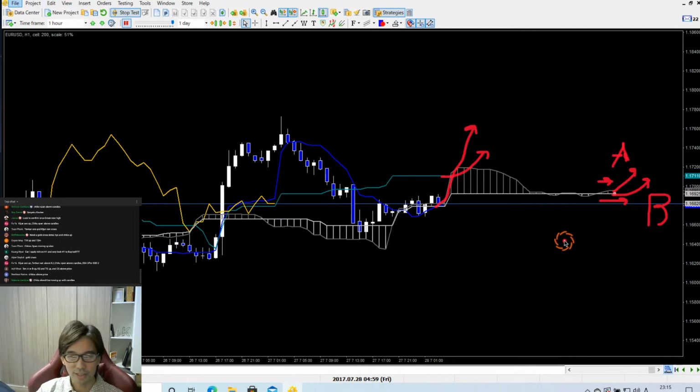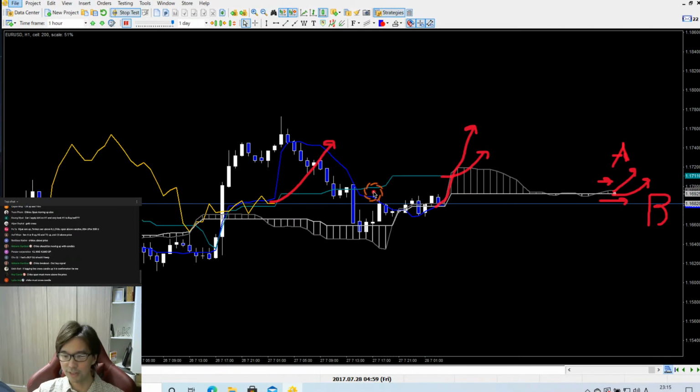Tenkan-sen, Kijun-sen cross. Yep, gold cross of Tenkan-sen and Kijun-sen should happen. Chikou span above the candles. Yeah, that's true. So the Chikou span is still below the candles now. The Chikou span should come above the candles to confirm the further uptrend. Yeah, that's true. Yeah, Sanyaku Koten signal. Looking for the confirmation once it breaks the new high. Yeah, that's true.